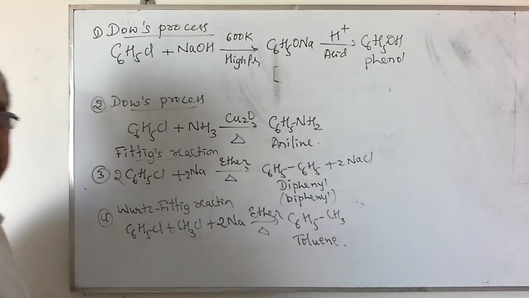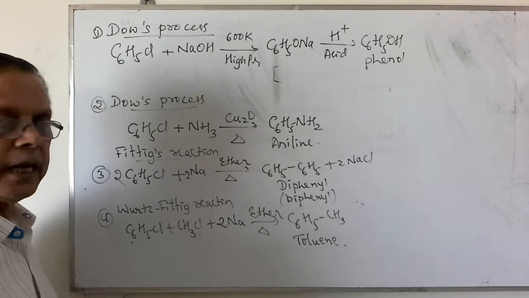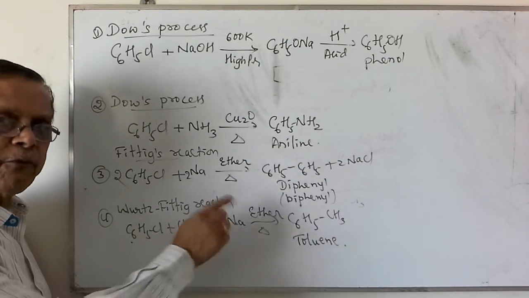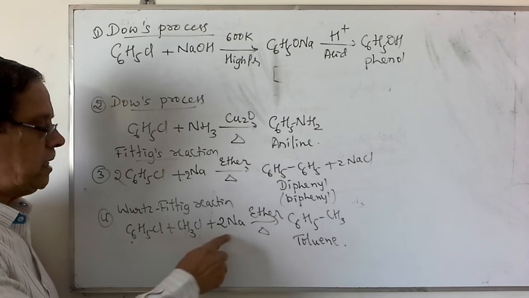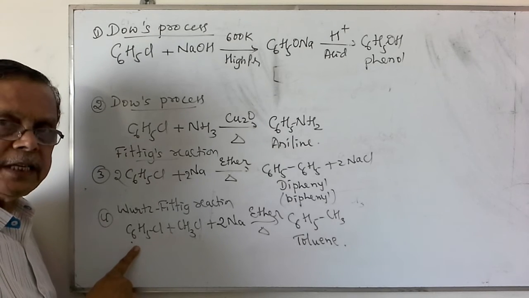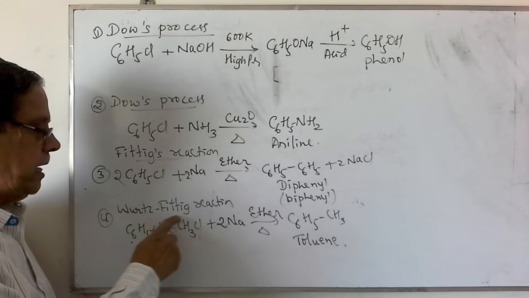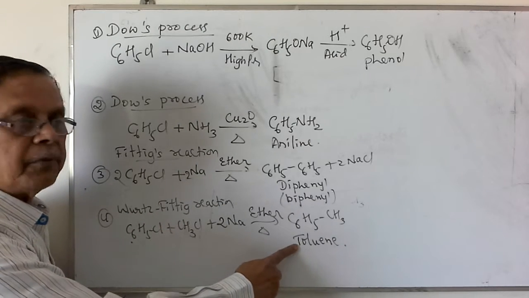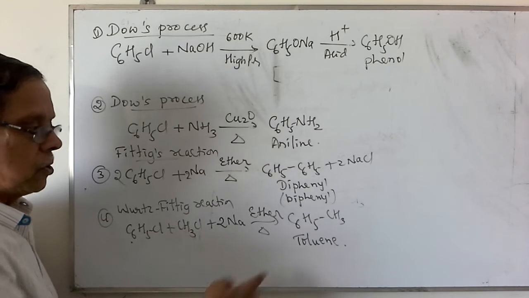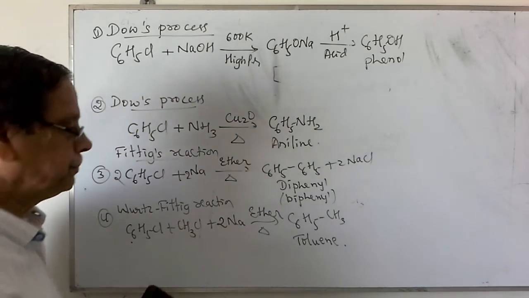But actually the reaction is not so simple, because when you take the chlorobenzene and methyl chloride, we cannot restrict the reaction of methyl chloride itself with sodium. In that case, we will get ethane as the product. If two molecules of chlorobenzene themselves react, then we get diphenyl as the product. That's why in the Wurtz-Fittig reaction, the product obtained is not only one. It is actually a mixture of products. So along with toluene, diphenyl as well as ethane are the other products.